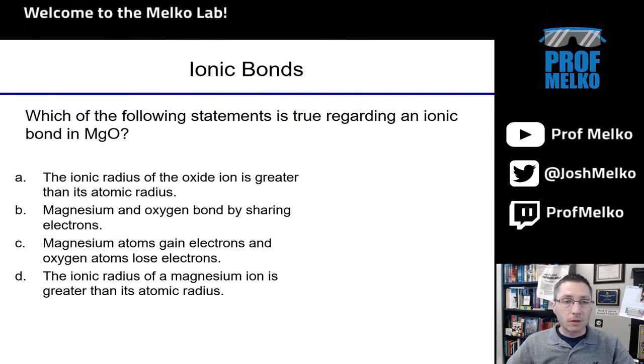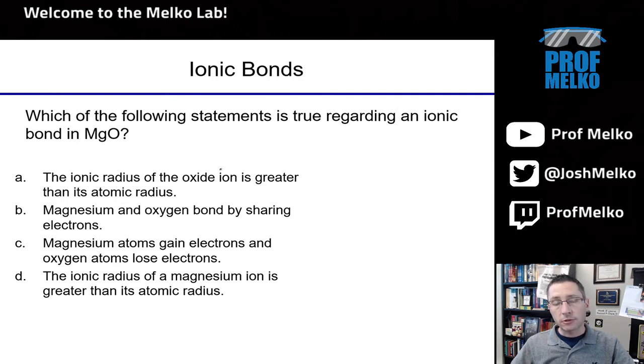Ionic bonds. Which of the following statements is true regarding an ionic bond in magnesium oxide, MgO? A, the ionic radius of the oxide ion is greater than its atomic radius. B, magnesium and oxygen bond by sharing electrons. C, magnesium gains electrons, oxygen loses electrons. D, ionic radius of magnesium ion is greater than its atomic radius.